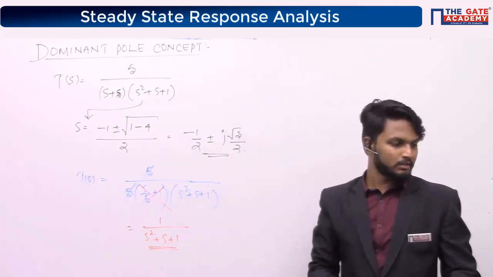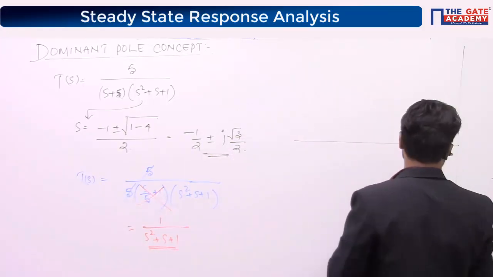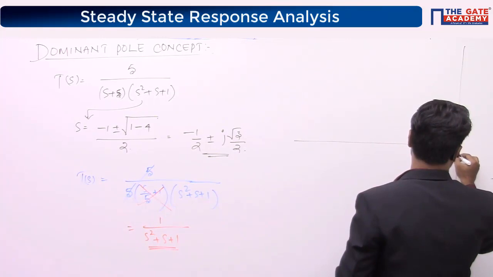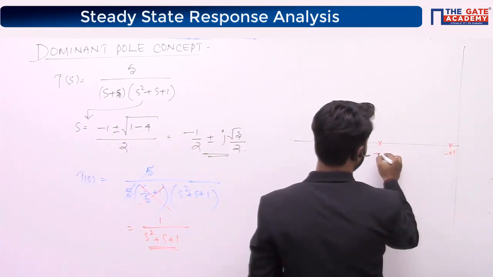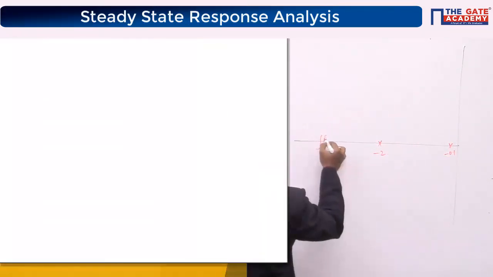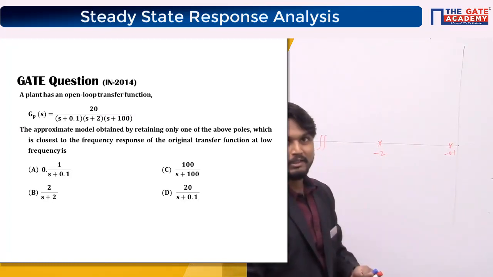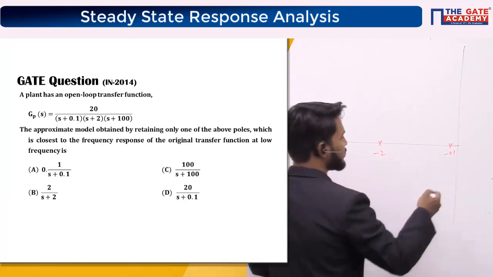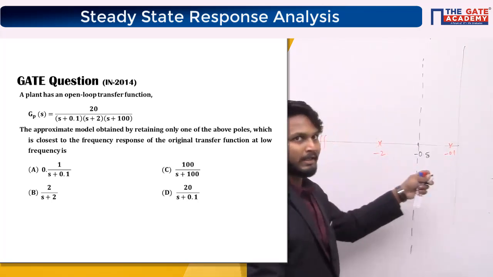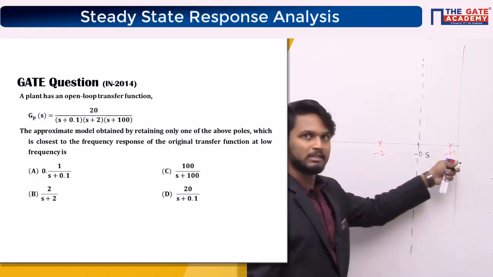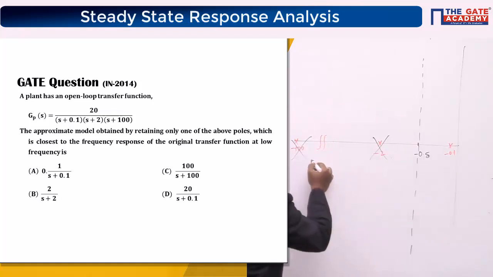So where are the poles? First pole is at minus 0.1. Second pole is at minus 2. And the third pole is at minus 100. Right? So 5 times of minus 0.1 is minus 0.5. So the second pole is at least 5 times far away from this, which means this is insignificant as well as this is also insignificant.